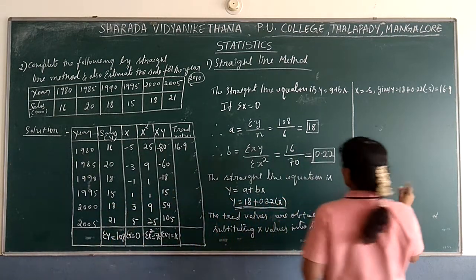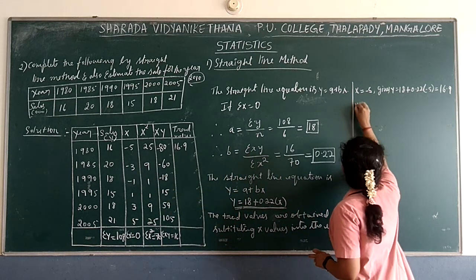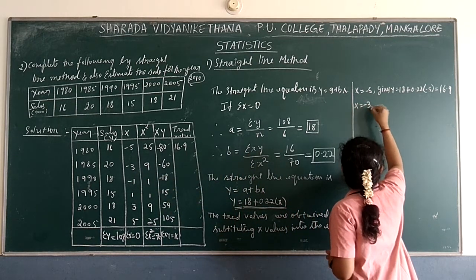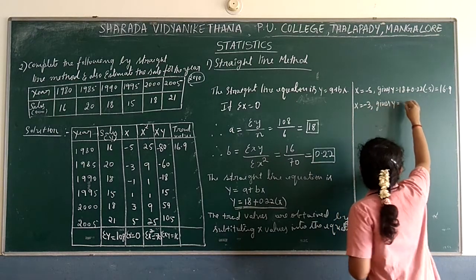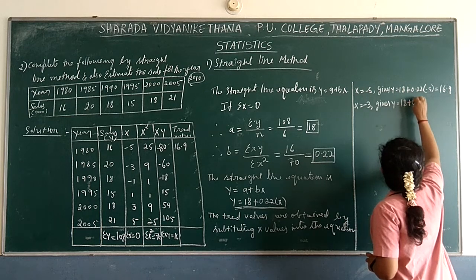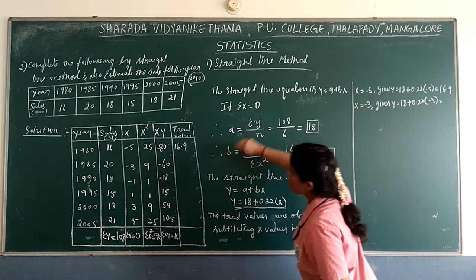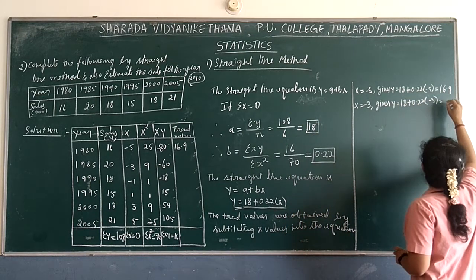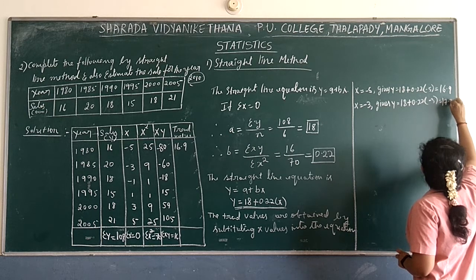Now you come to the second one. What is the second x value? That is x is equal to minus 3. It gives y is equal to 18 plus 0.22 into minus 3. So we get there 17.34.